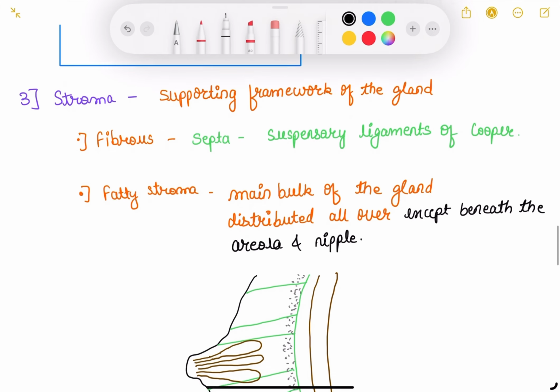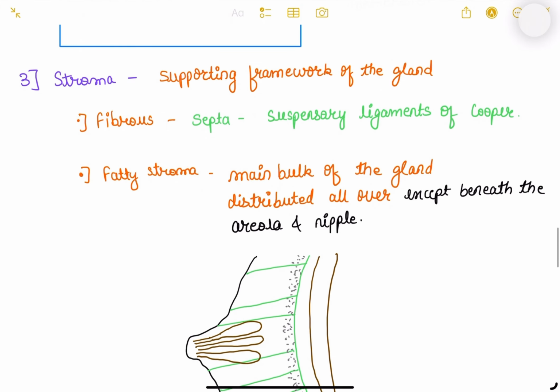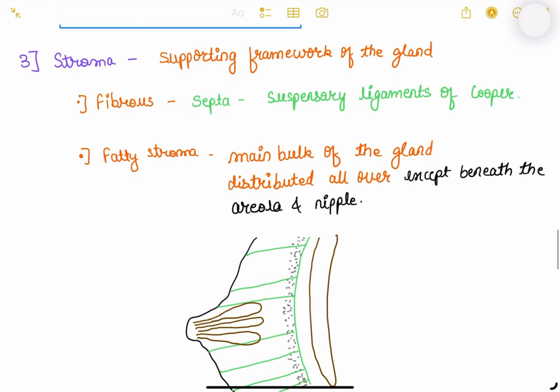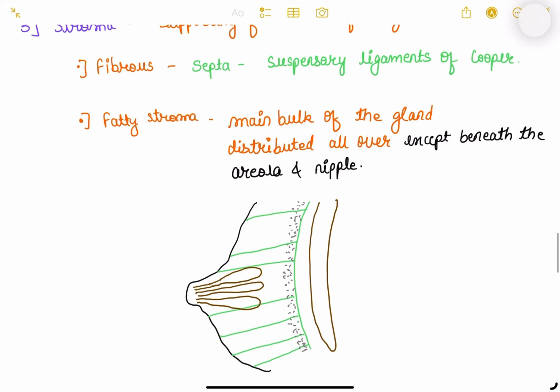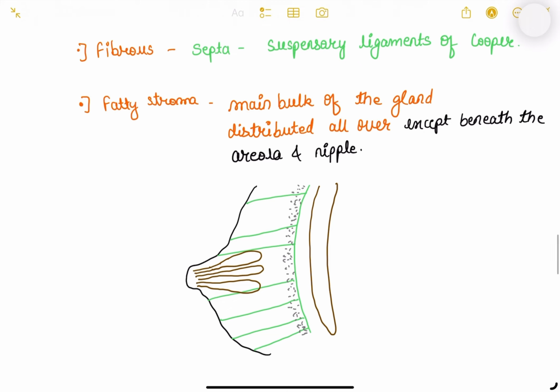Now the stroma of the breast. The stroma of the breast is nothing but the supporting framework of the gland. Obviously we are going to need a support system for the breast, right? So the stroma consists of two parts: fibrous and fatty stroma. Now the fibrous stroma consists of septa, which are called the suspensory ligaments of Cooper.